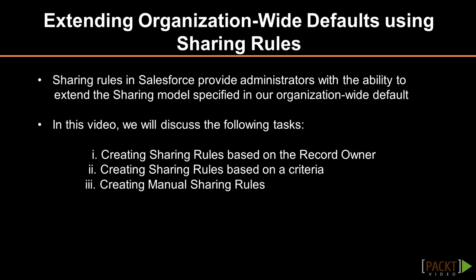There are different ways we can grant access using sharing rules. First, we can create a sharing rule that shares records based on the record owner. Next, we have sharing rules that share records based on a given criteria. And lastly, we can specify a manual sharing rule for a specific record. So to start off, let's just go to the Setup menu.